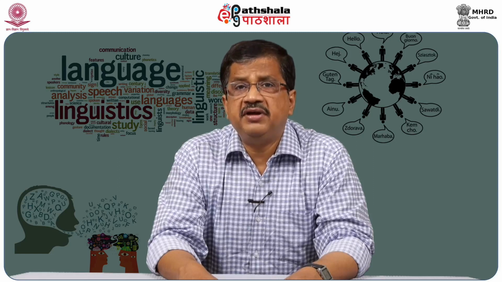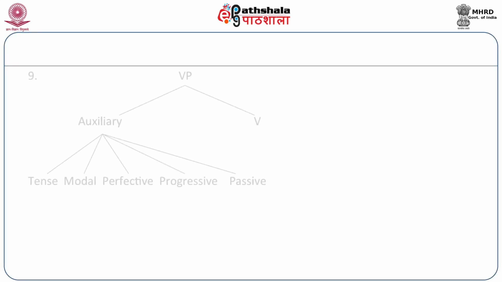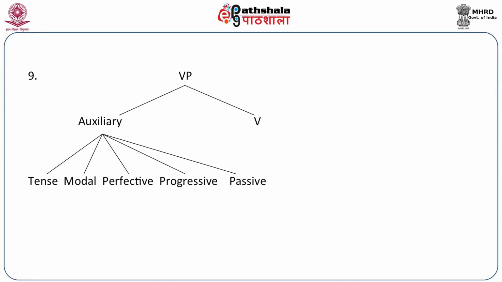So we can have a diagram like this where you have the VP, and under the VP we have the auxiliary and the V. Under auxiliary, the first node that we have is tense, and then modal, then perfective, then progressive and passive, and then the main verb. In the auxiliary, the first node is tense, then we may have a modal, then perfective, then progressive, and then passive, and then we will have the main verb.